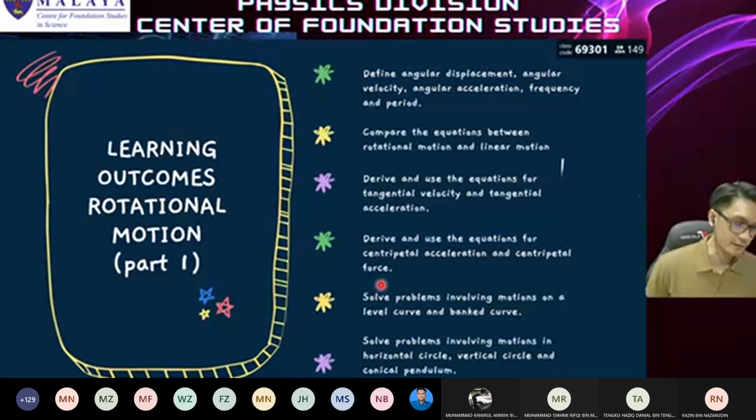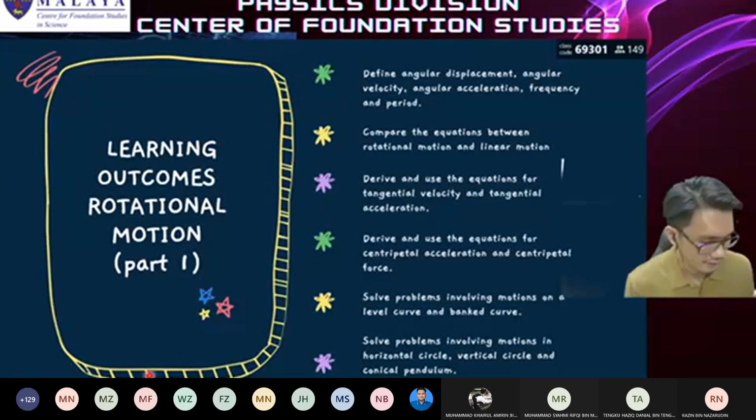Apa perbezaan tangential velocity dengan angular velocity? So nanti kita akan tengok. And we derive and use the equation of centripetal acceleration and centripetal force. Yang keempat ni, this one dah start masuk dynamics of the circular motion. And then we have to solve problem involving motion in level and bank curve yang saya cakap tadi. And then we need to solve the problem involving motion in horizontal circle, vertical circle, and also conical pendulum.